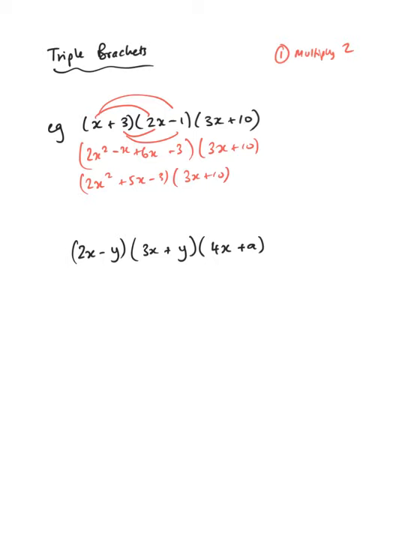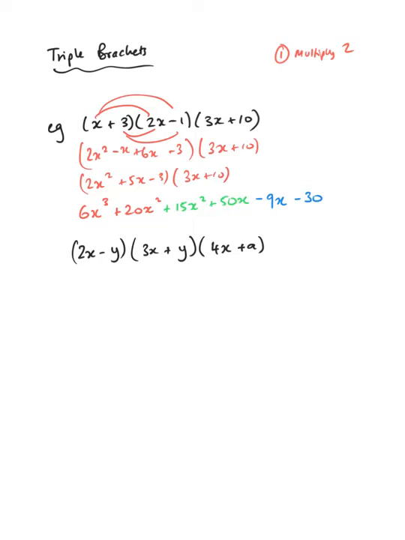So I'm going to do 2x squared times 3x, which gives me 6x to the power 3. Then I'm going to do 2x squared times 10, which is 20x squared. Then I'm going to do everything with that 5x. So I'm going to do plus 15x squared there, from the 5x times the 3x, and that's also going to give me plus 50x. And then I'm going to multiply minus 3 by everything in the other bracket. So minus 3 times 3x is minus 9x, and minus 3 times 10 is minus 30.